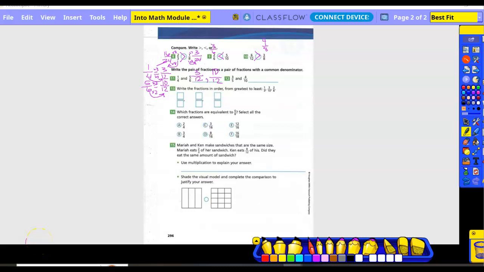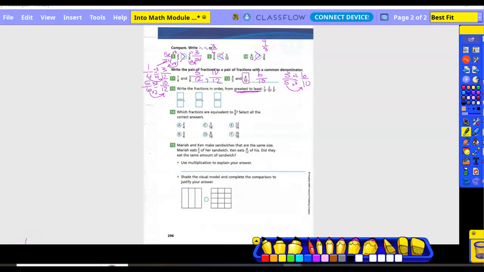Okay, so we have 3/5 and 4/10, and they want a common denominator. Do I have to change both of those? No. Okay, so which one do I not have to change? The 4/10. 4/10 I can just keep. For 3/5 I need to get 10 in my denominator spot. So how do I get from 5 to 10? Times 2. What I do on the bottom, I do on the top. 3 times 2 is 6. So 6/10 and 4/10.